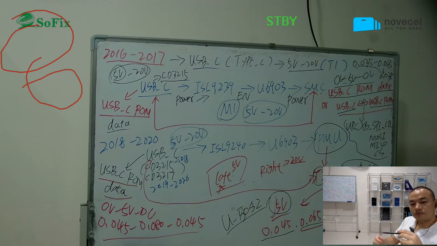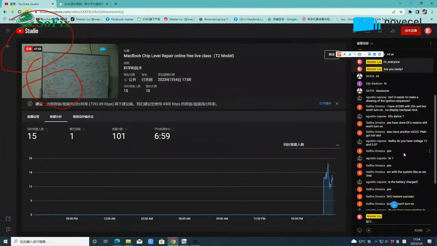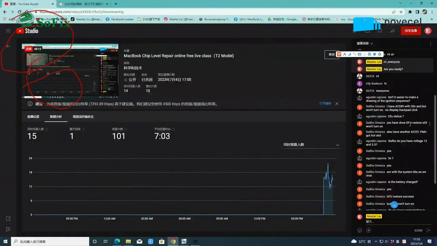Yes, about the MacBook motherboard. Let's go to the problem. Someone has an A2289 that now won't turn on, no display. So this is what we talked about last week, we can use this SUN2, so you can test the EDP socket, right? I mean this one.